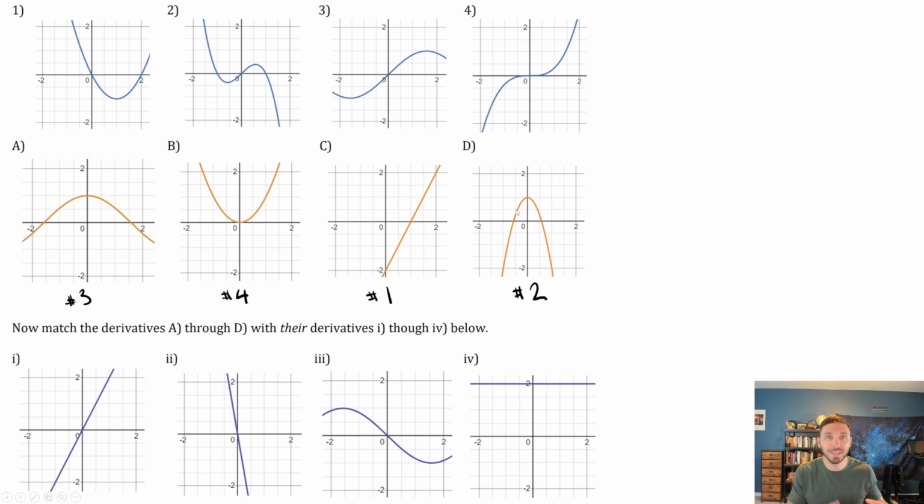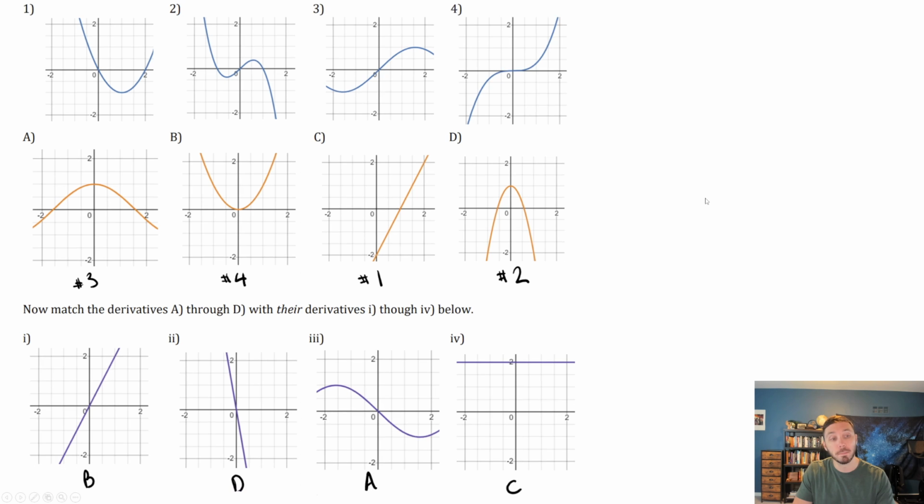All right, so do it again. I want now to match the derivatives a through d with their derivatives, and I guess I'm just calling it I through IV, which is Roman numerals. So go ahead, do that. See if you can do the matching one more time.